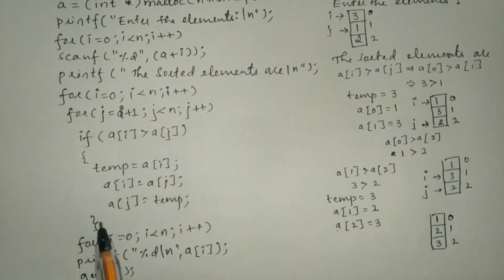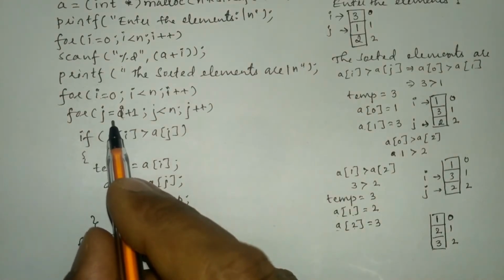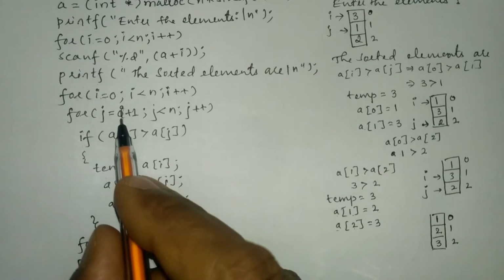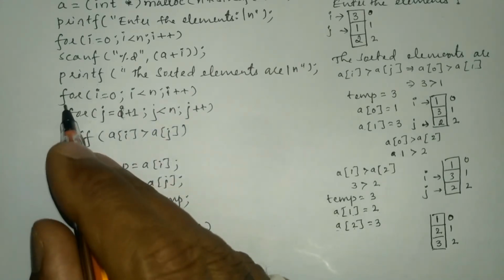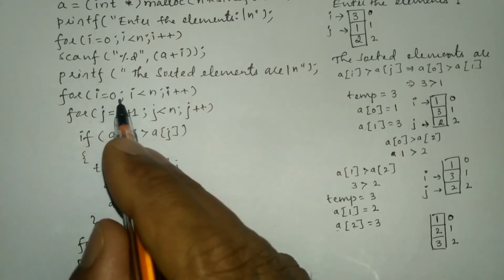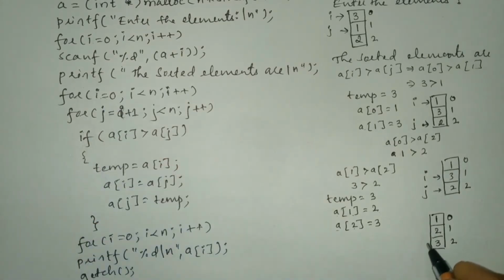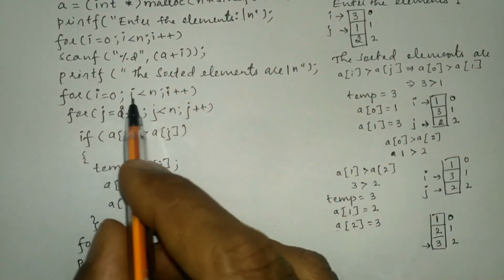After this, again control transfers to the inner for loop by incrementing the value of j by 1. Now the j value will become 3. Is 3 less than 3? No, the condition fails. Again control transfers to the outer for loop by incrementing the value of i by 1. Now the i value is 2, so it is pointing to 2. Correct? So here 2 is less than 3.